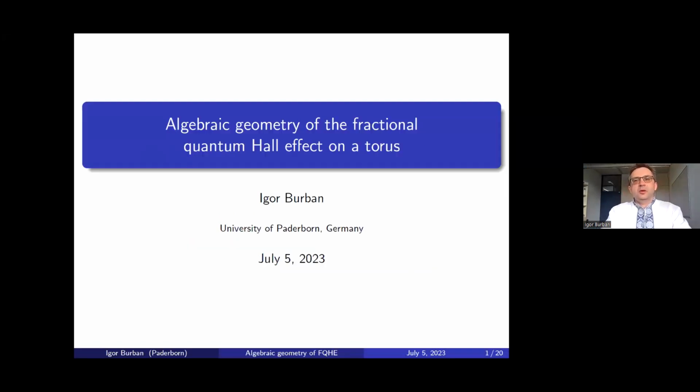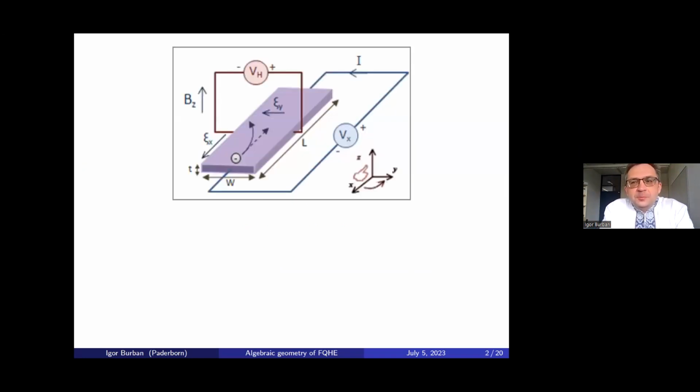Okay, it's really my pleasure to give a talk at this conference. And there is some physics behind it, but this physics uses algebraic geometry. I got fascinated by the subject a few years ago, and now I would like to share my fascination with you.